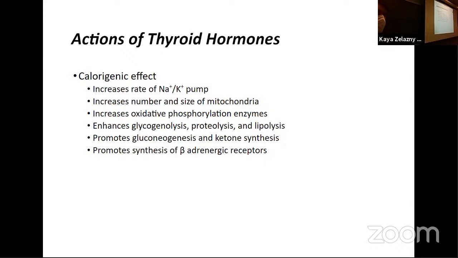It increases the number and the size of the mitochondria. It increases the enzymes we have for oxidative phosphorylation. It enhances our glycogenolysis, the breaking down of glycogen, proteolysis, breaking down of protein, lipolysis, breaking down of fats. It promotes gluconeogenesis, so making more glucose, and synthesis of ketones. And it's also promoting the synthesis of our beta adrenergic receptors. So it's basically improving our response to circulating epinephrine.